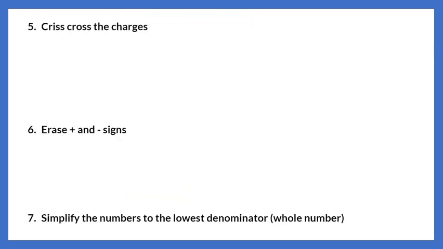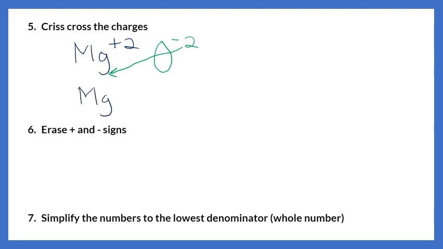Okay. Now we're going to crisscross our charges. So we have Mg +2, O -2. We're going to crisscross our charges. So the -2 comes down to the bottom of the Mg, and the +2 comes down to the bottom of the oxygen.